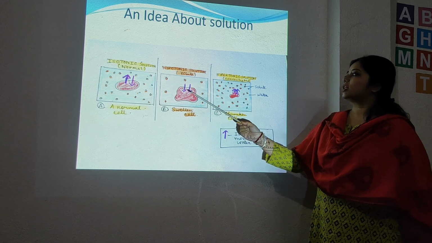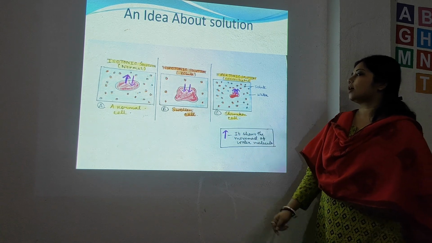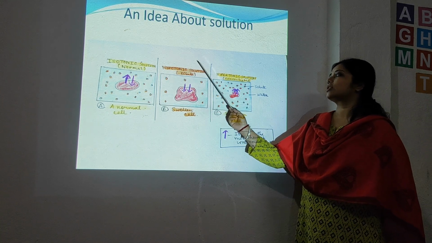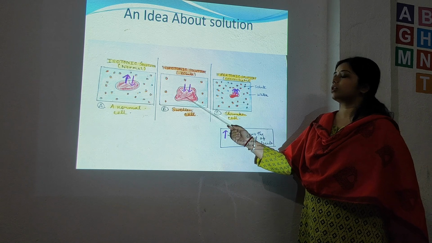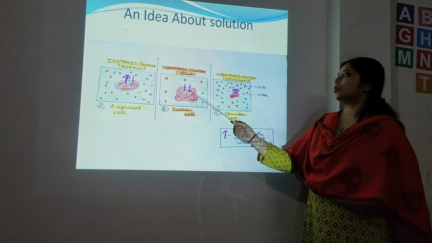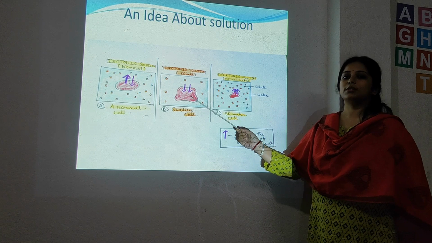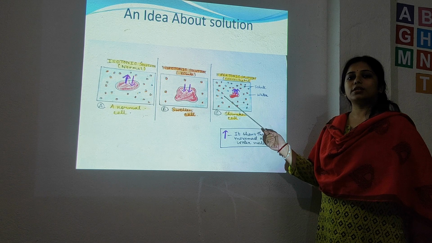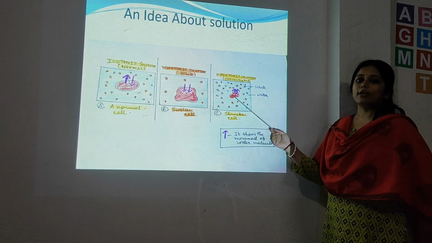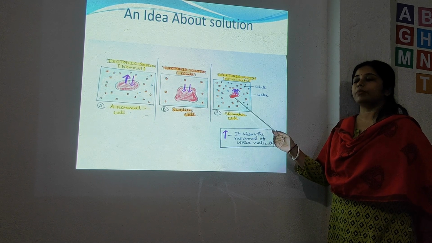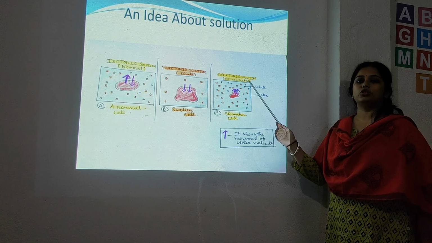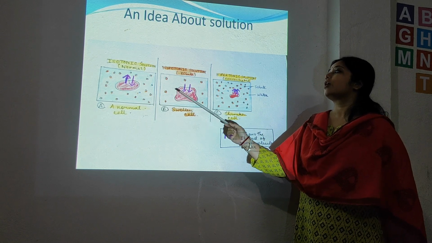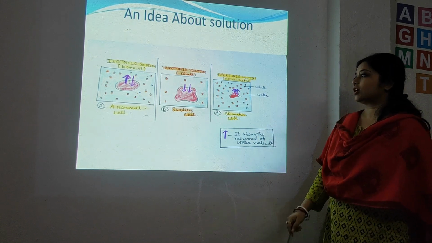What is the idea of hypotonic solution? The solution in which the solute concentration is lesser than the solute concentration of the cell sap is called the hypotonic solution. And the solution in which the solute concentration is more than the solute concentration inside the cell sap is called the hypertonic solution. Now let us describe the three types of solution.